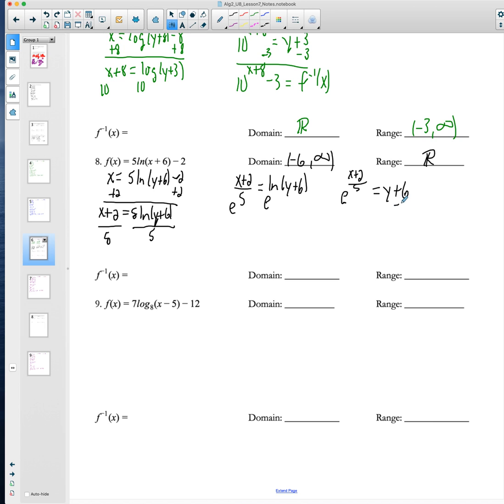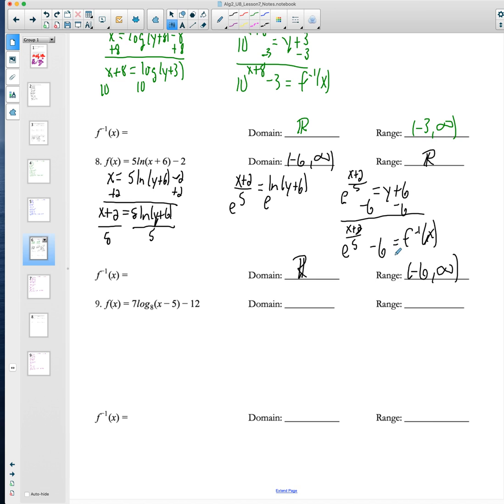And so my final step to solve for y is I just need to subtract 6 from both sides, and this is going to give me my inverse function. So once again, e to the (x plus 2) divided by 5, minus 6, and that is my inverse function. You can see that the domain for every exponential we know is all real numbers, and we know that the range starts at the horizontal asymptote, which is our k value, so it's going to go from -6 to infinity, which holds with what we talked about with our original function.